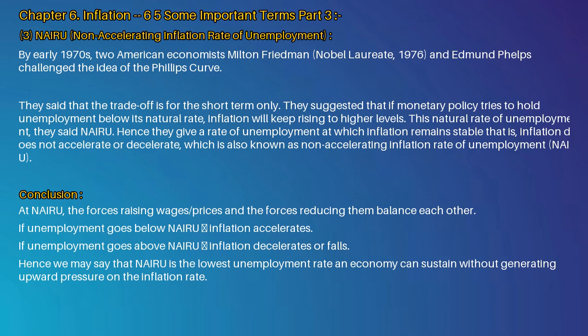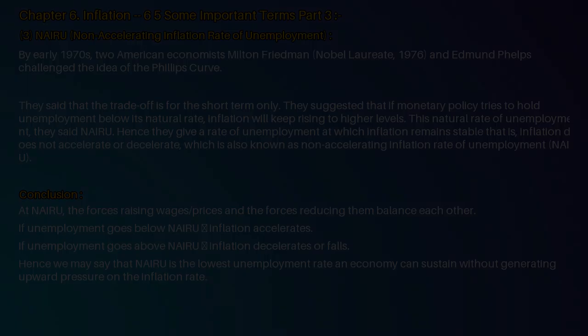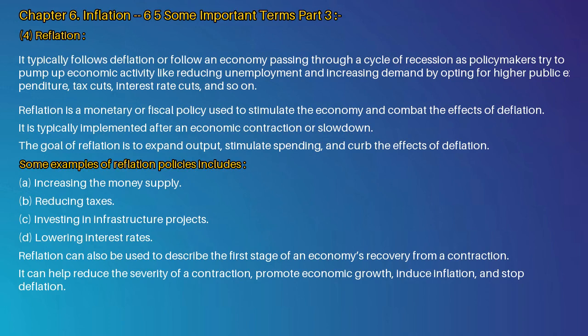Conclusion. At NAIRU, the forces raising wages and prices and the forces reducing them balance each other. If unemployment goes below NAIRU, inflation accelerates. If unemployment goes above NAIRU, inflation decelerates or falls. Hence we may say that NAIRU is the lowest unemployment rate an economy can sustain without generating upward pressure on the inflation rate. Now let's discuss another term, reflation.